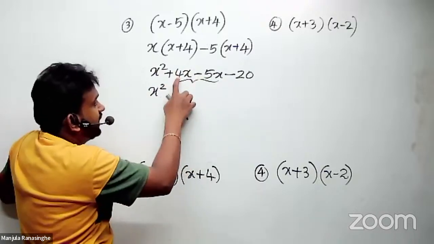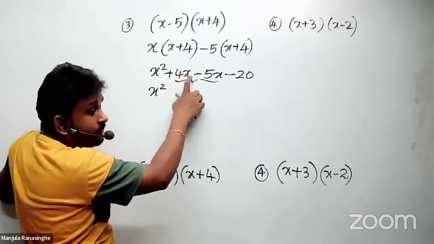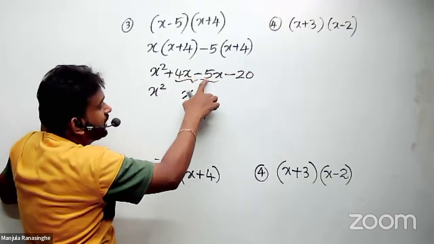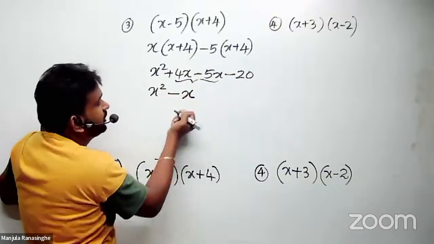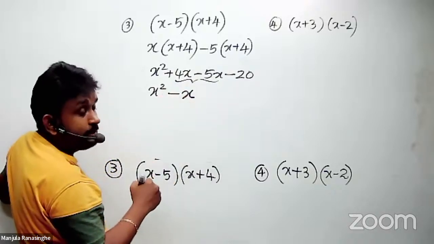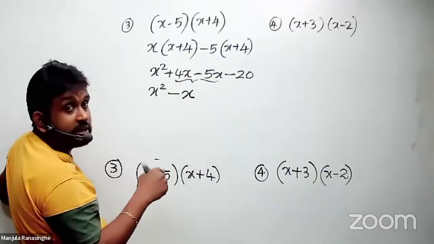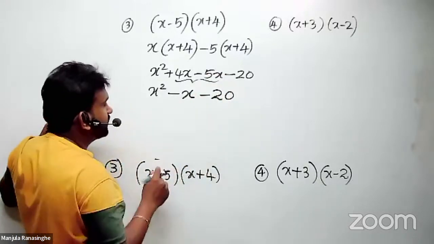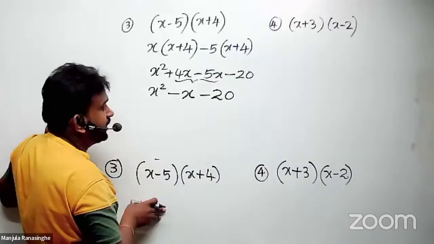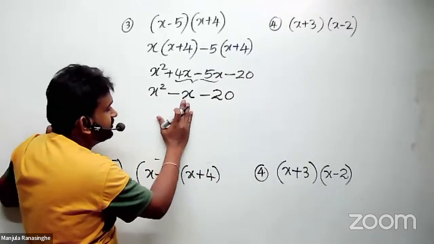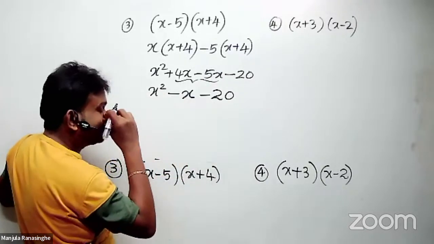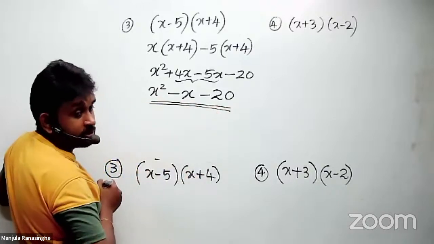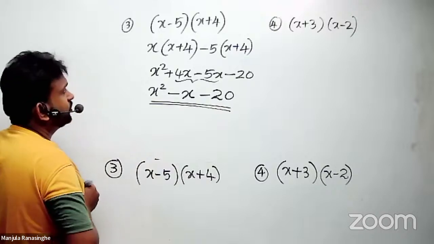So 5 subtract 4 gives you 1x, but which sign does it take? The larger value is 5, and its sign is minus. So minus 1x, but you can write minus x. Then minus 20 is there. So x squared minus x minus 20. So that is the answer. Hands up those who got the answer.